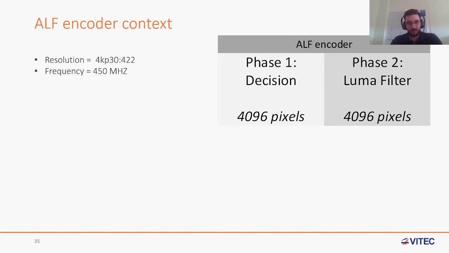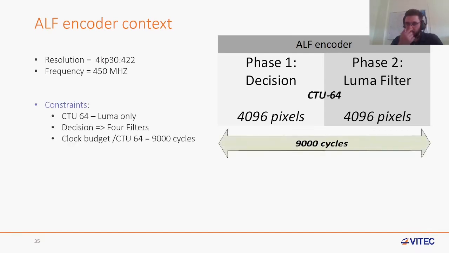Similar to the decoder, the encoder is expected to process 4K P30 videos for 422 chroma subsampling in real time, with a frequency of 450 MHz. Unlike the decoder, the encoder has 2 phases for the ALF, a decision phase and a filtering phase, which belong to the decoding loop. In fact, after a deep study performed by the algorithmic team, the ALF catches most of its coding efficiency when supporting CTUs of size 64 for Luma samples only.